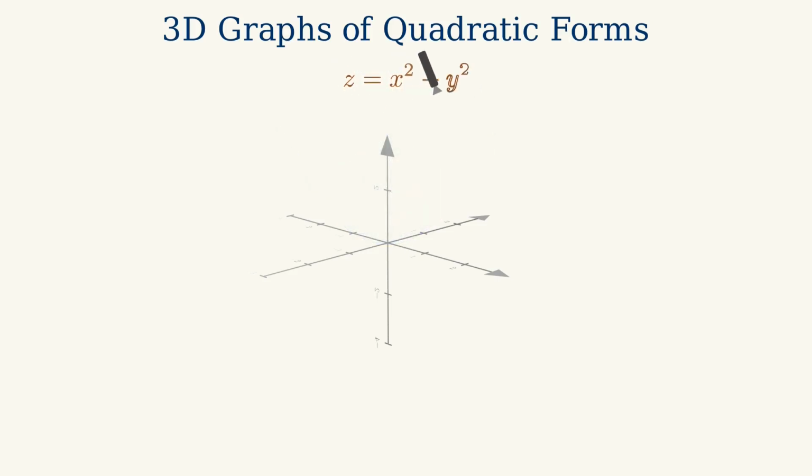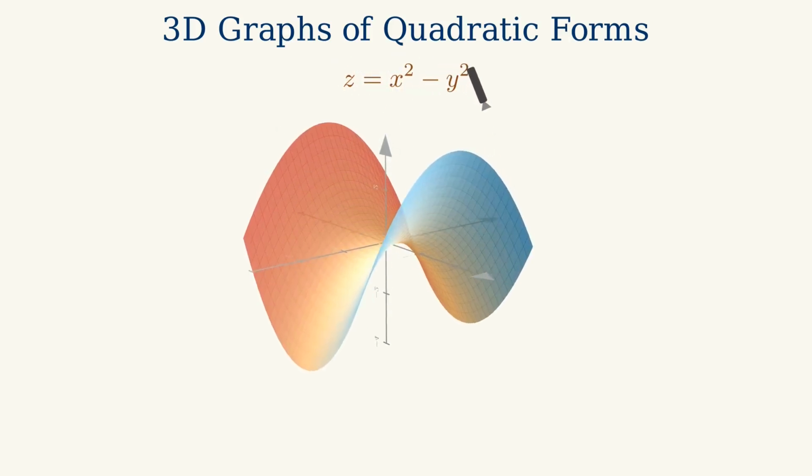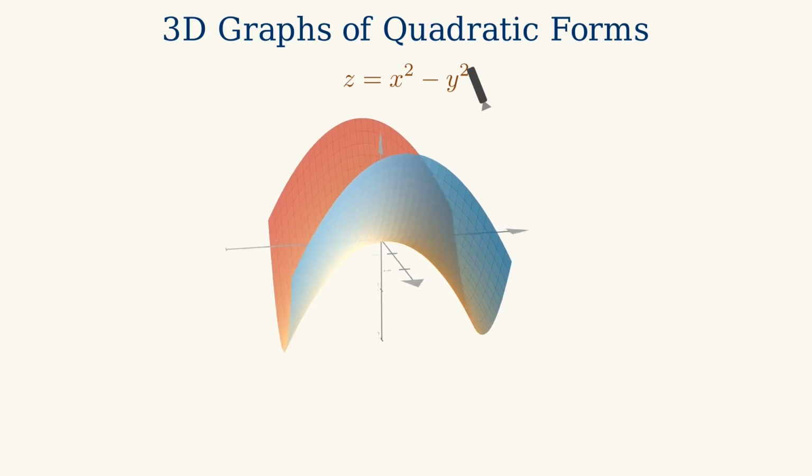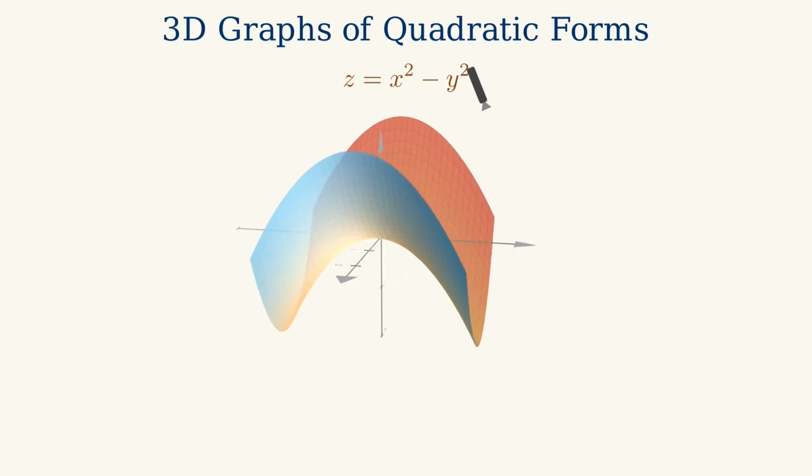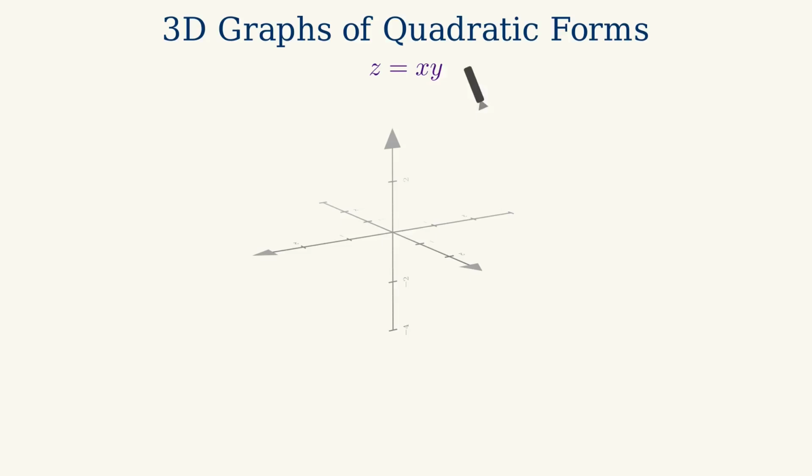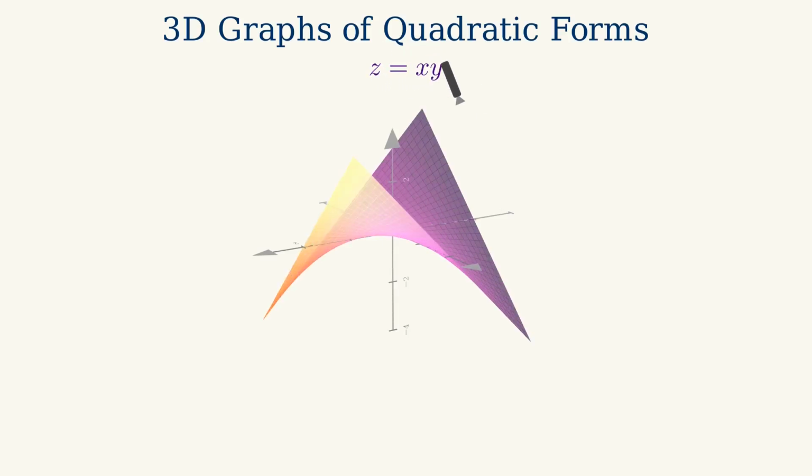Next is the saddle shape. Z equals x squared minus y squared. It curves up in one direction and down in the other. Finally, z equals x times y. This is also a saddle, just rotated 45 degrees.